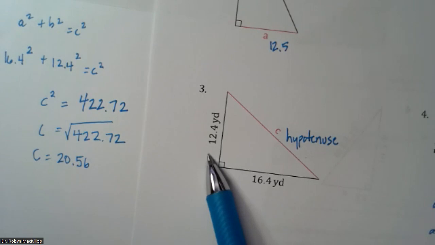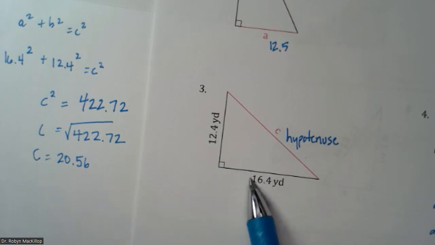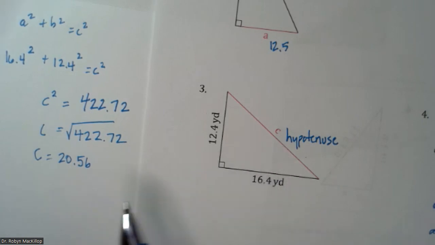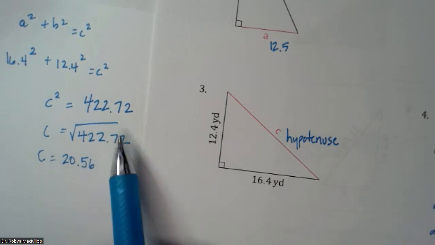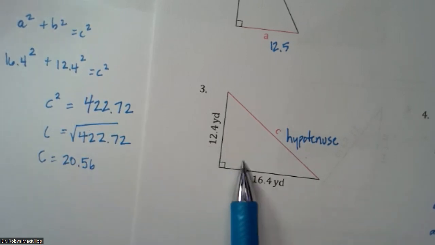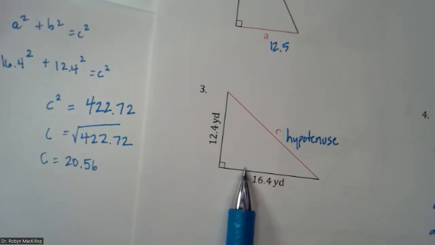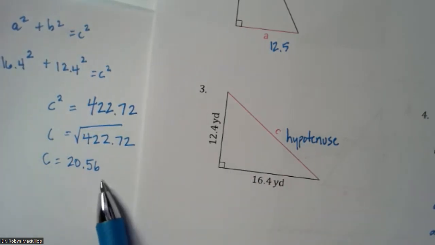So one side was 12.4, one side was 16.4, the long side is 20.56. That fits. 422 did not, did it? That would have been a super long hypotenuse and nothing left. So perfect.